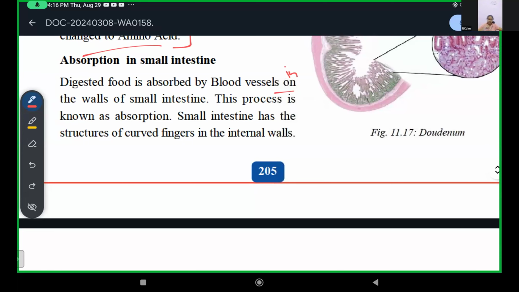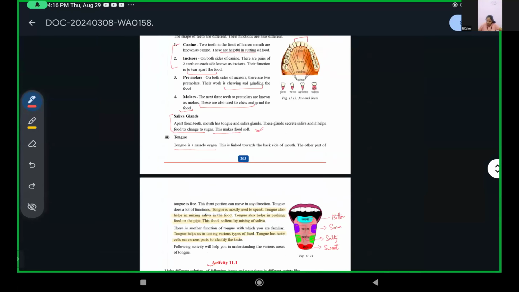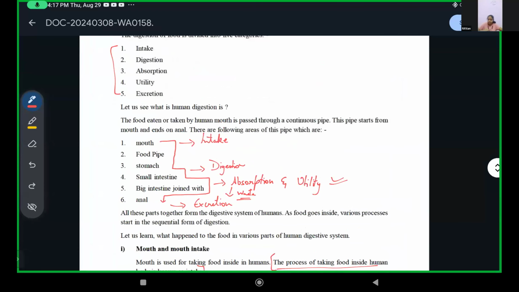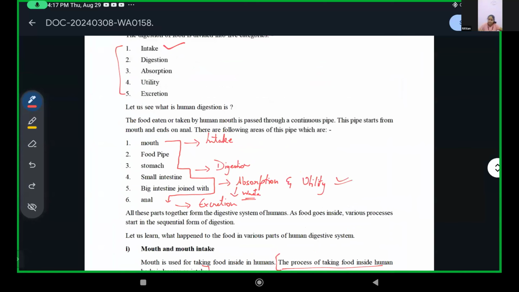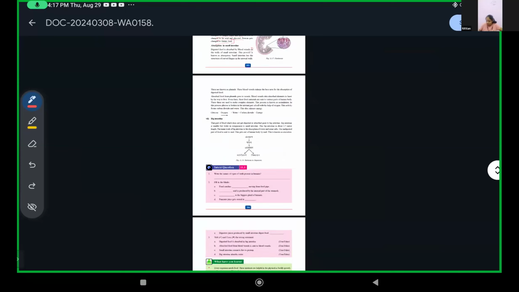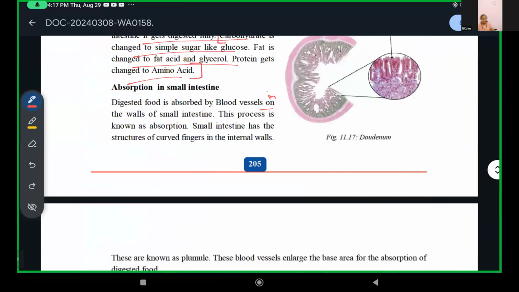Till now we talked about intake. Then after intake, we talked about digestion, how intake happens, then how digestion happens. Digestion has happened. Now we are on the absorption part. Now where does this absorption take place? In the small intestine. This process is known as absorption.